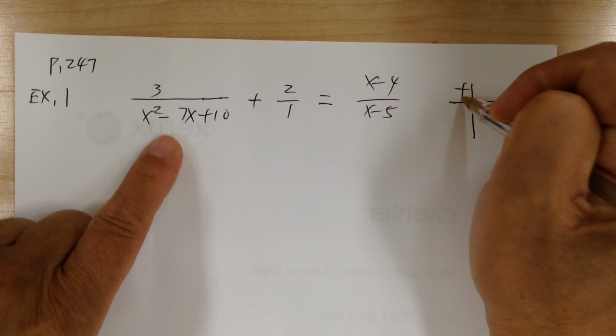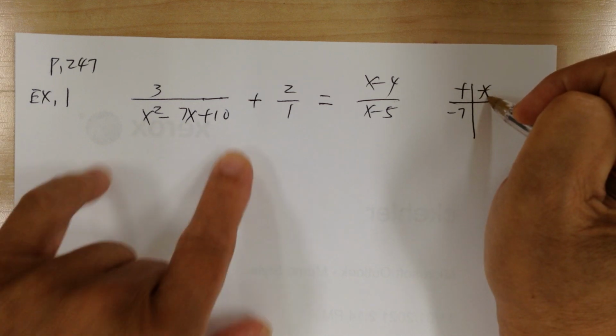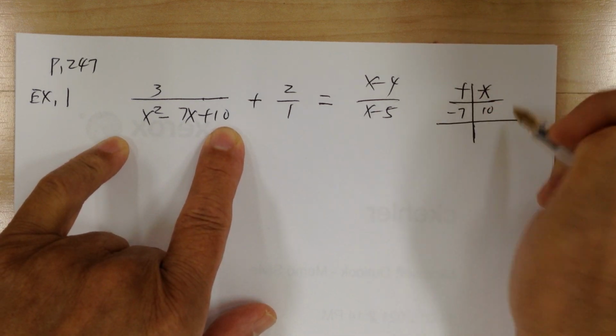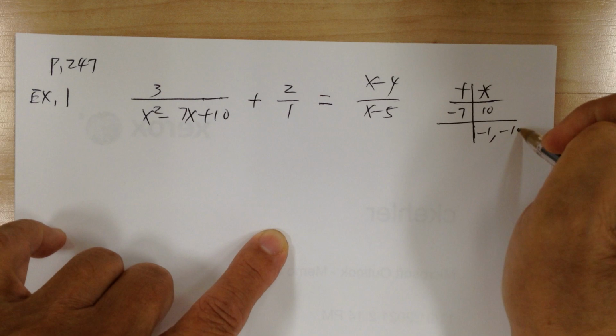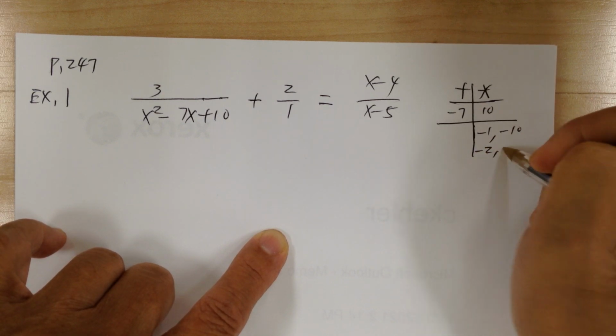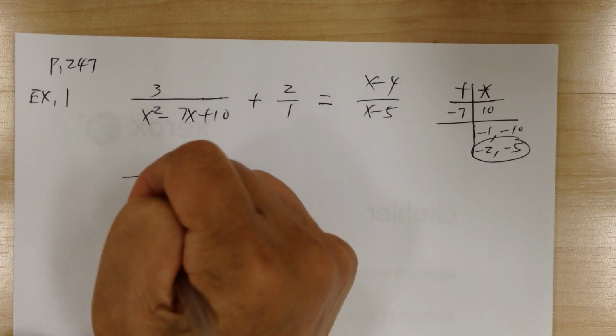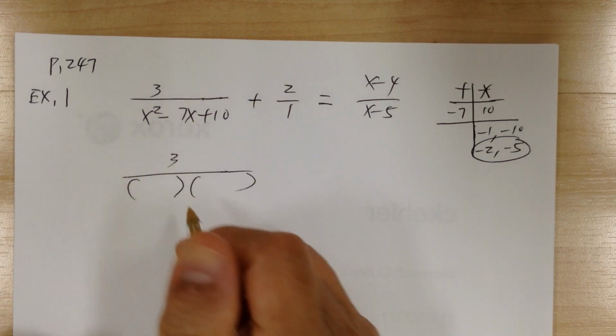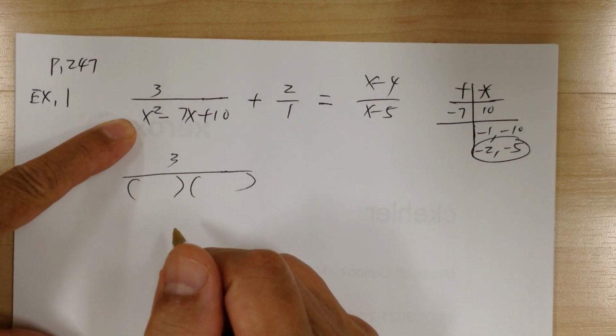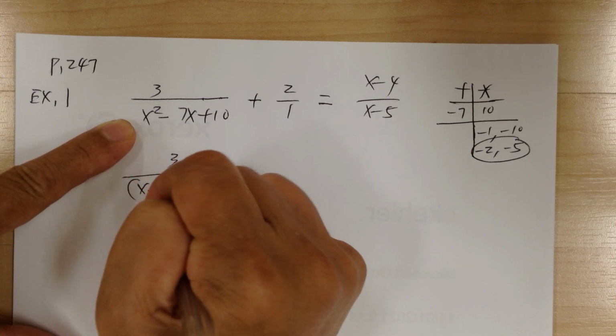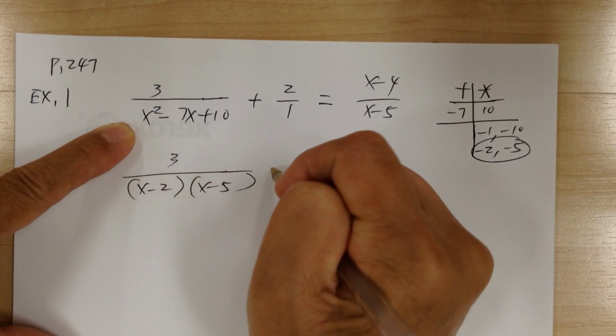You need to add to get negative 7. You need to multiply to get 10. So you start with negative 1, negative 10, negative 2, negative 5. And so this would be a correct combination. When you factor these using the master product, step 4, you're going to get x minus 2, x minus 5.